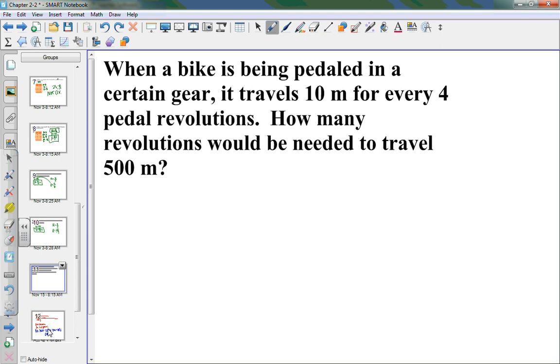Okay, last one. How many of you are shut down already because you see words? Okay, well stop shutting me down and open your head up again, okay? No. When a bike is being pedaled in a certain gear, it travels 10 meters for every 4 pedal revolutions. Are we watching? I'm on my bike. You ready? My hands are my wheels, okay?